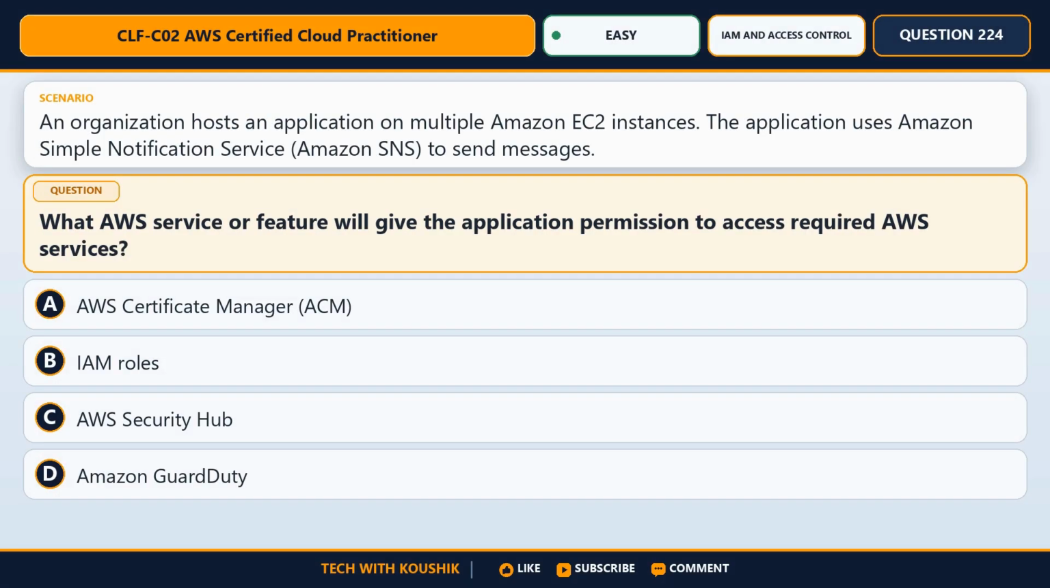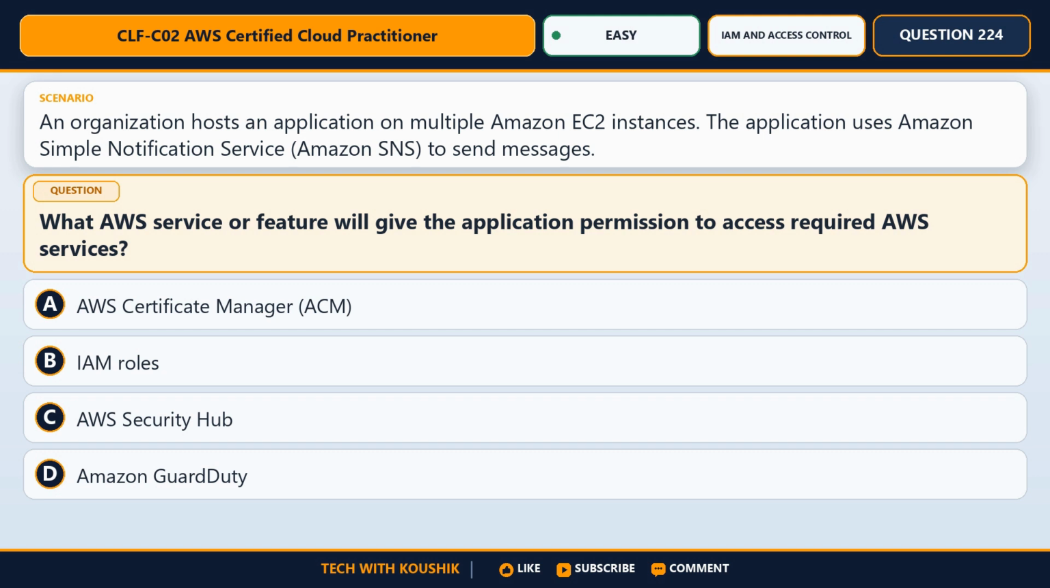Question number 224. An organization hosts an application on multiple Amazon EC2 instances. The application uses Amazon Simple Notification Service, Amazon SNS, to send messages. What AWS service or feature will give the application permission to access required AWS services?